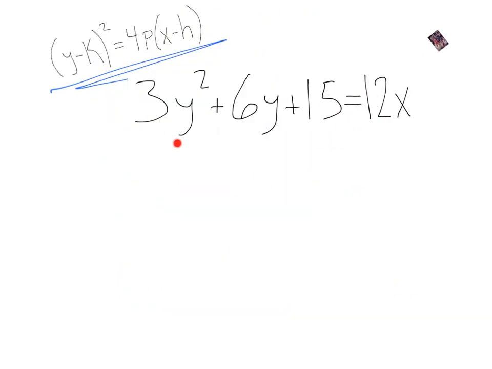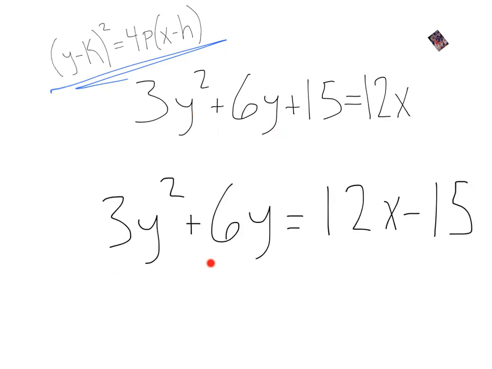We've got 3y squared plus 6y plus 15 equals 12x. This time, since we have our y squared term, we're going to try to get the standard form that has its y squared term right up here. To start out, same thing. Let's isolate our y's by subtracting this 15 over. That'll leave us with 3y squared plus 6y equals 12x minus 15.